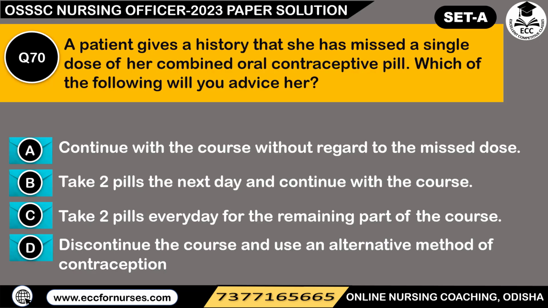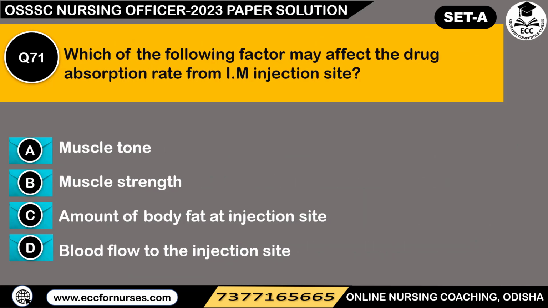Question number 70. A patient gives a history that she has missed a single dose of a combined oral contraceptive pill. Which of the following will you advise her? Option B. Take 2 pills in the next day and continue with the course.